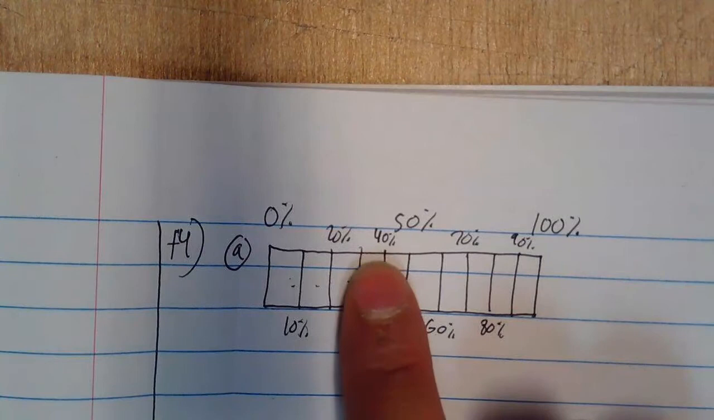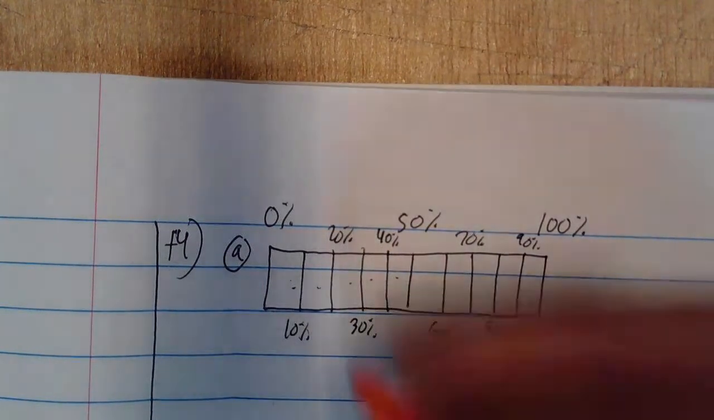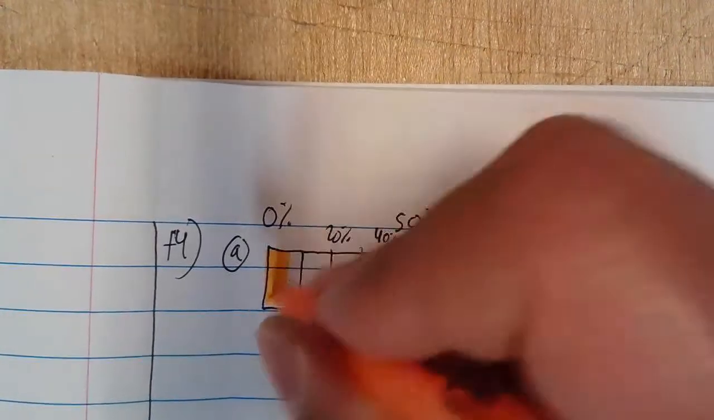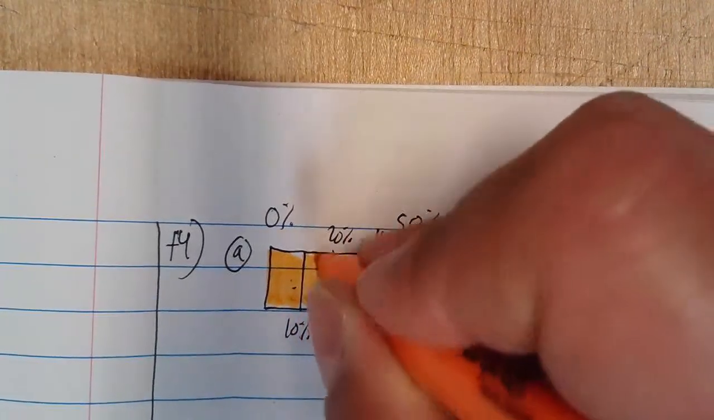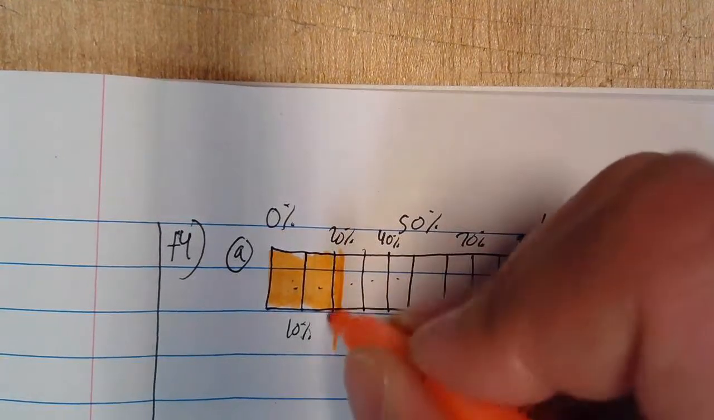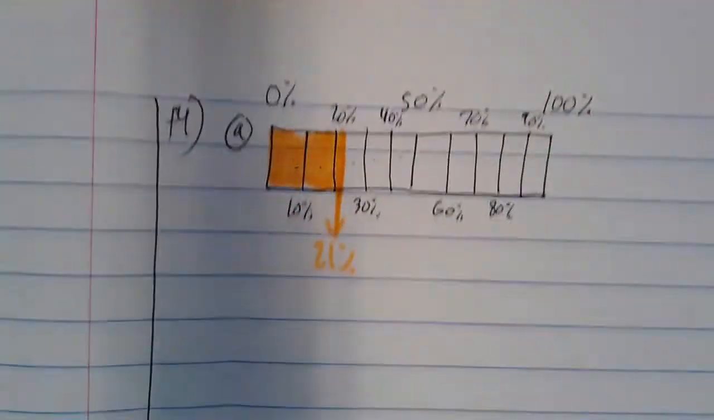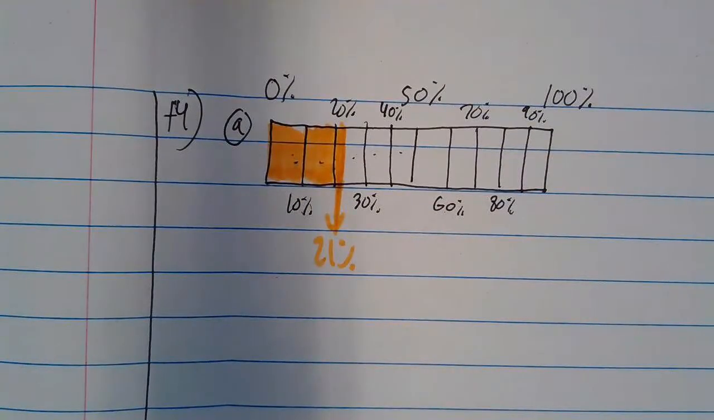1, 2, 3, 4, 5. But either way, we want 21%. Here's 10%. Here's 20%. 20% would be maybe a little more. And that's me modeling 21%. And that's it. All right. And that was part A.